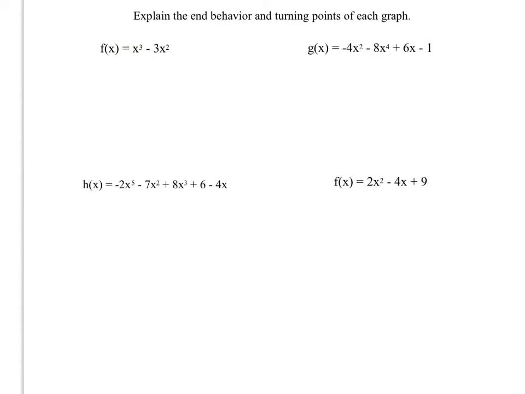So we know that the ends are going to go in opposite directions. And since the leading coefficient is positive, right end is up, left end is down. And how many turning points is it going to have? 3 minus 1, or 2 turning points. So the graph is going to look something like that.